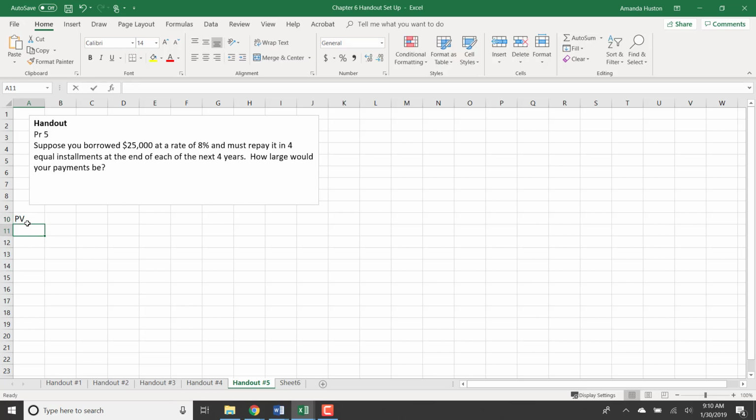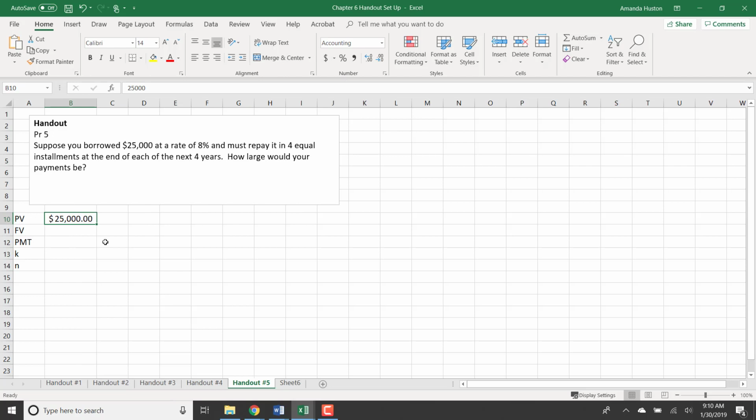So, setting up the problem the same: PV, FV, PMT, K, N. We borrowed $25,000, so that's present value, what we borrowed. We have an interest rate of 8%, but we want to make 4 payments, so we've got to divide this by 4. Oh, actually, 4 equal installments at the end of each of the next 4 years. So actually, it's an annual interest rate. So 8% is our interest rate, 4 is our number of periods, and we are solving for payment.